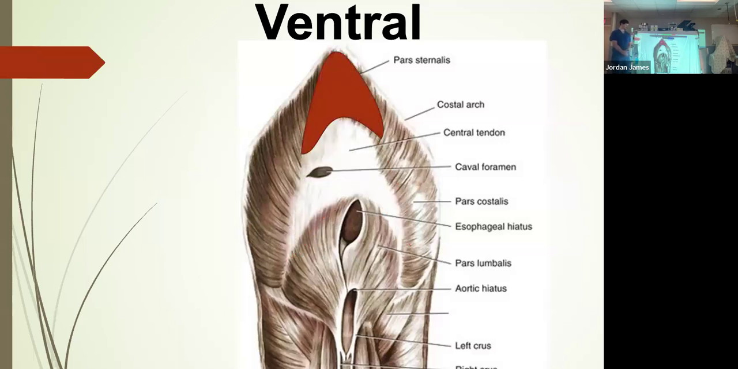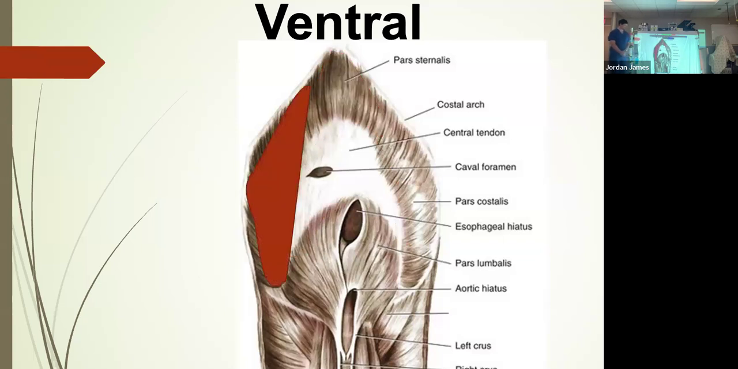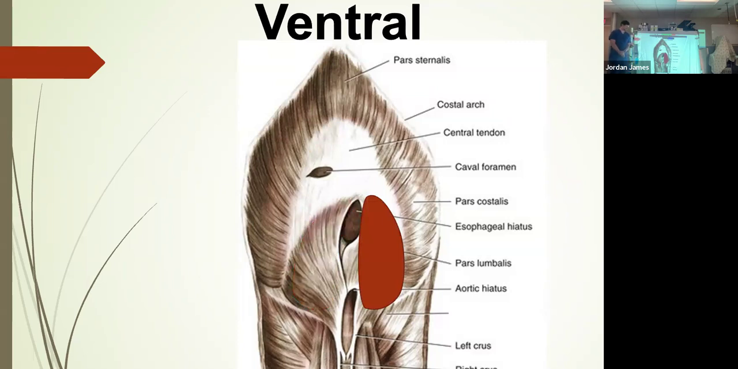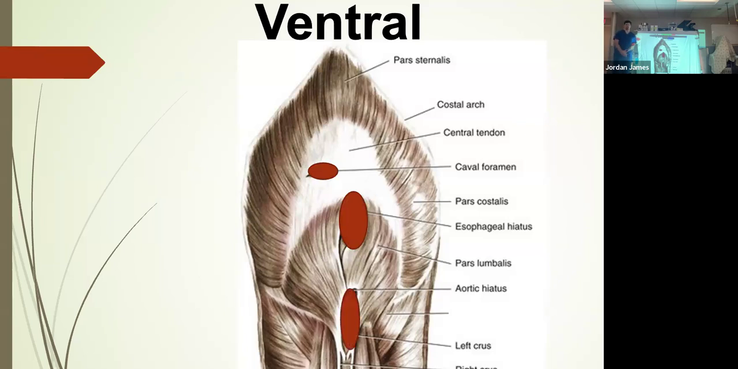We've got the surrounding pars sternalis, which is that top muscle. The costalis, which is going to be on either side, highlighted in red here. And then we've got the left and the right crus, that dorsal portion when we're on the inside of the abdomen and we're looking at it. So those are two paired muscles that also attach to the spine in that area. And then we've got that caval foramen, so that's where the vena cava is going to come from. That's going to be your most ventral hiatus that's present. And then we've got the esophageal hiatus, that's where the esophagus passes through to the stomach. And then we've got where the aorta or aortic hiatus is, where that's going to pass through.